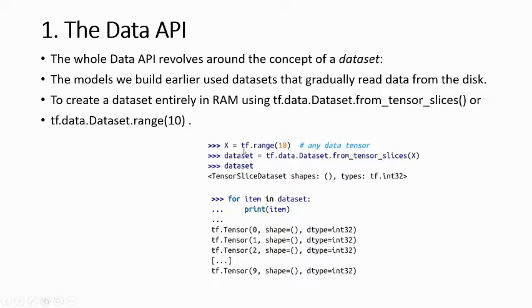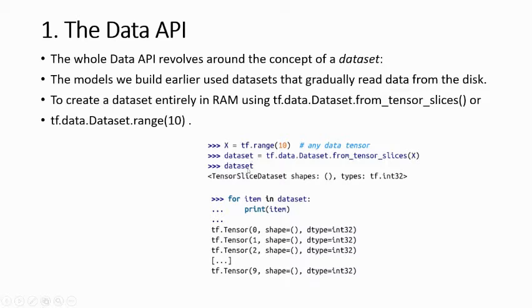Let me correct it once again. That is tf.range of 10 is giving you the sequence of numbers from 0 to 9. So it creates a data tensor called x. That x is taken as an input to the from_tensor_slices function, and it creates a new dataset by slicing the items which are there in the data tensor x.